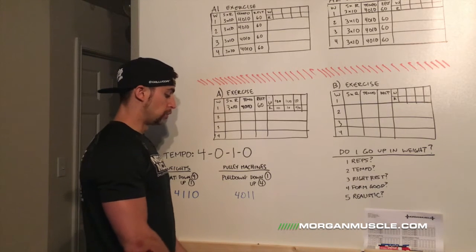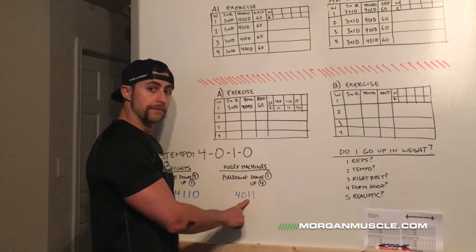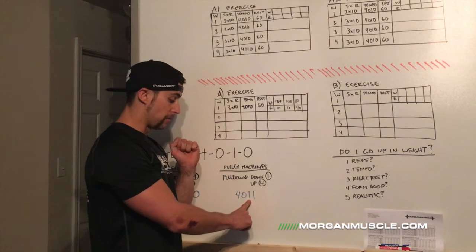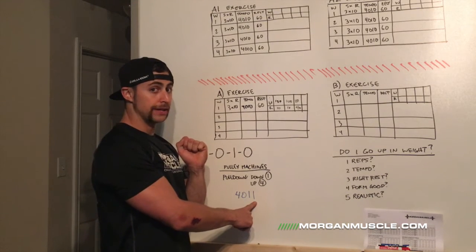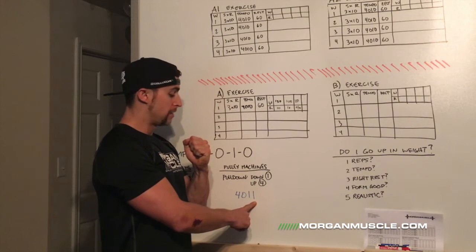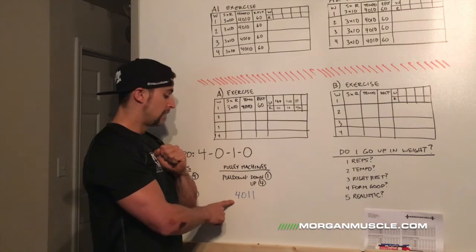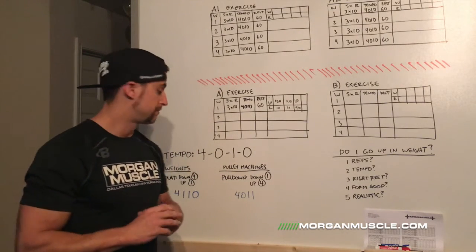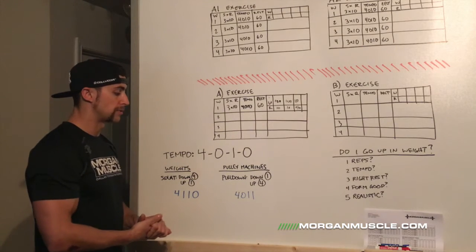So what you'll do, you'll pull down in 1. Now, since we've pulled down, we're down here with the bar, you need to take 1 second to hold it. So you're gonna squeeze your muscles as hard as possible in that pause. Once you've held it for 1 second, you go up in 4. Once you're at the top, there's a 0-second hold. So that's how you're gonna read the tempos.